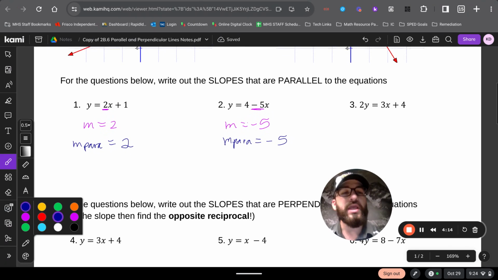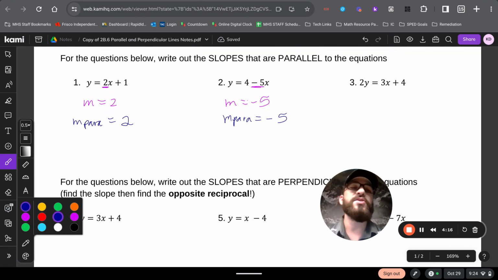Okay, now looking at a question like number 3, we have 2y is equal to 3x plus 4. Right off the bat, hopefully you notice this is not in slope-intercept form. The reason is that currently y is not by itself. It has that 2 in front of it. So before I can identify the slope, I have to isolate that y. I think, what can I do to get y by itself? Well, I can divide both sides by 2. And when I do that, remember, when I divide, every single term gets divided by 2.